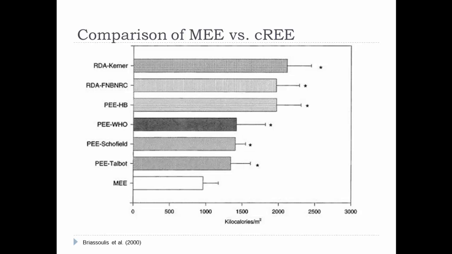This includes the WHO and Schofield equation that I discussed on the previous slide. And you can see that they pretty closely estimate needs with each other, but both of them were almost 400 calories greater than the actual measured energy expenditure for these patients.